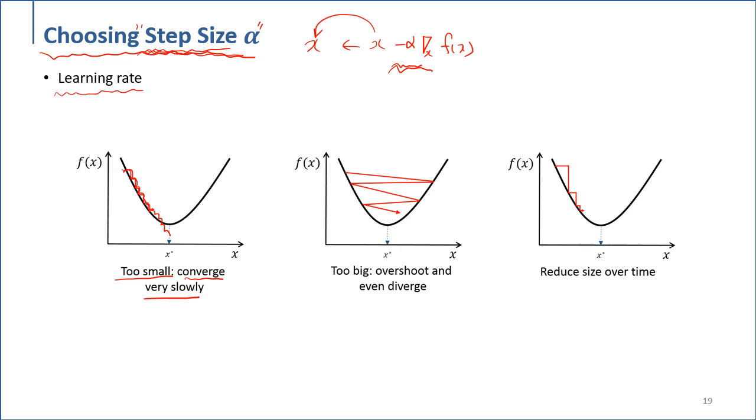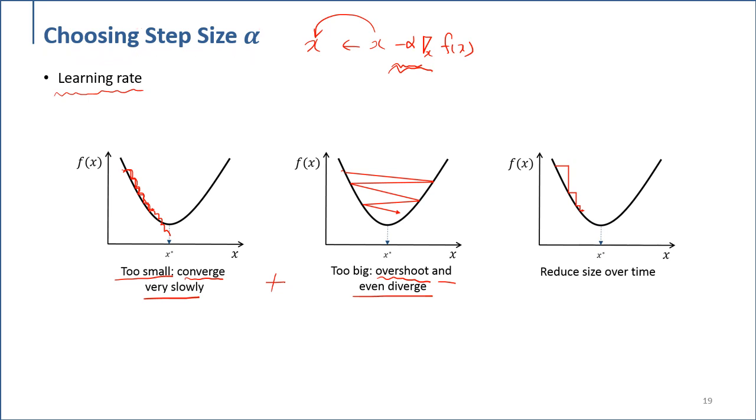On the other hand, if alpha is too big, then you will update the x value with a really large step. So it will change from here to here, and it will keep going. It will overshoot, or could even diverge. So it is really important to choose a proper value of step size alpha.